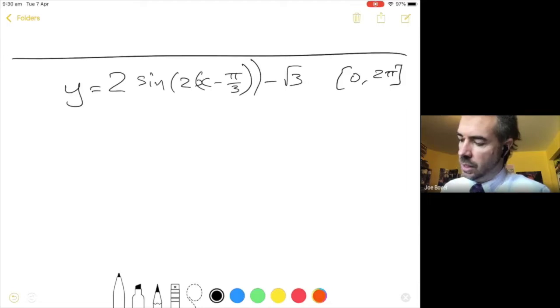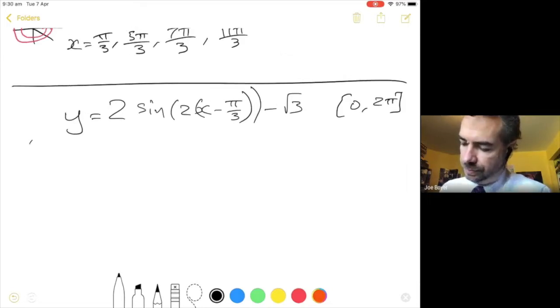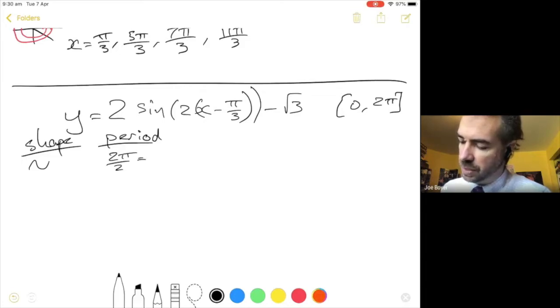All right. So starting from the beginning, what's our shape? It's a sine graph, so I'm going to do that. What's our period? Period is equal to 2 pi on n, which is 2 pi on 2, so that gives us a period of pi. What's our amplitude?